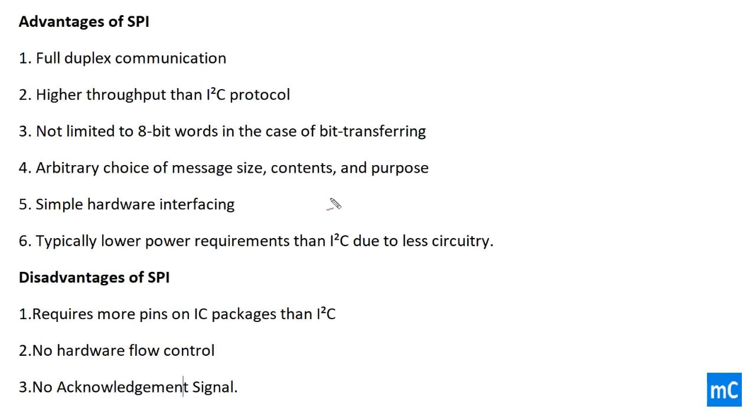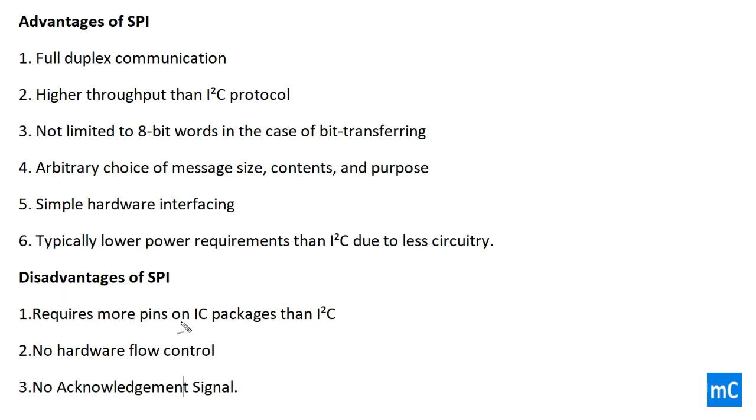Let's see the advantages and disadvantages of SPI. SPI is full duplex communication with high speed. It has higher throughput than the I2C protocol. There is no limit to an 8-bit word in case of bit transferring. There is an arbitrary choice of message size, contents and purpose. Simple hardware interfacing. Typically low power requirement when we compare to I2C.